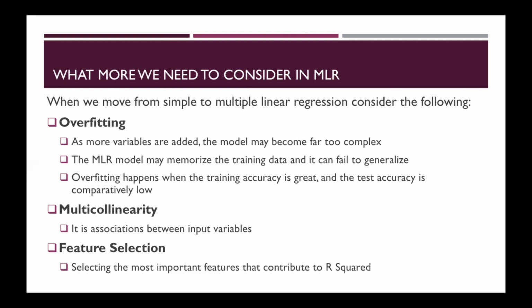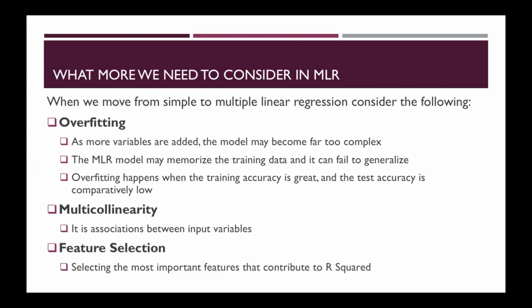Now what will happen? Earlier there was a single equation for the model that was created, y equal to mx plus c, or y is equal to beta 0 plus beta 1 x1. Now the equation will become y is equal to beta 0 plus beta 1 x1 plus beta 2 x2 plus beta 3 x3, depending on the number of features that we have added. So as you can imagine, this equation is getting far more complex.